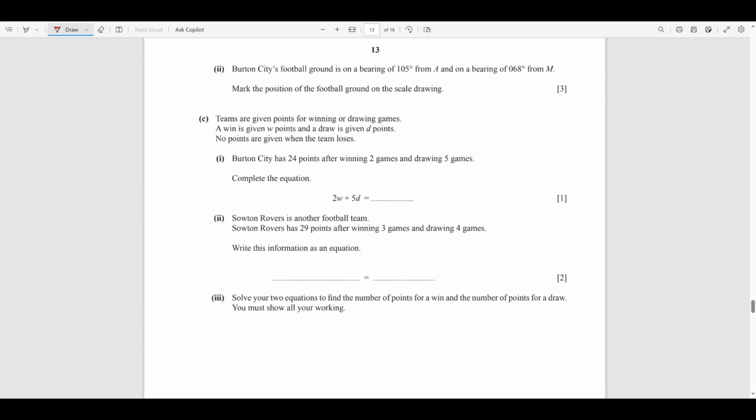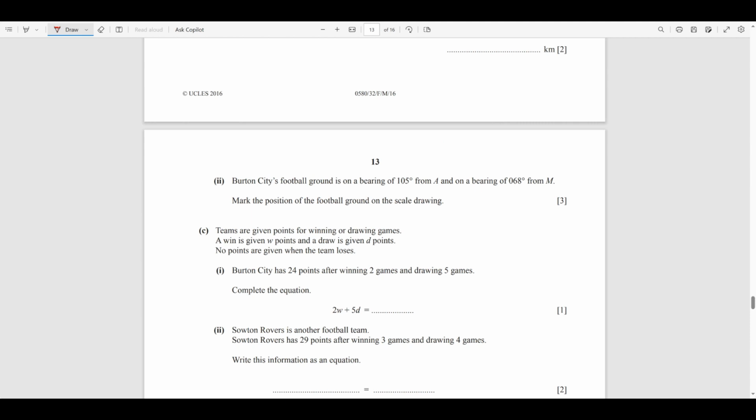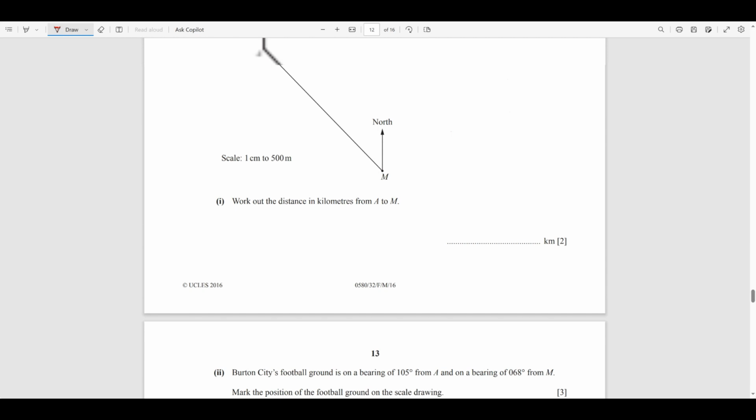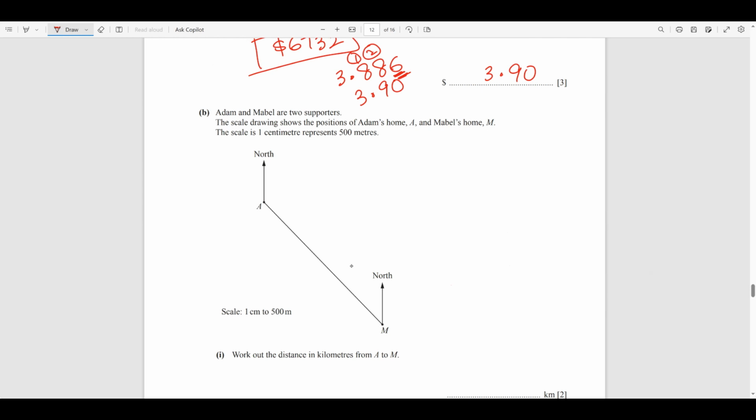Part 2 says Burton City's football ground is on a bearing of 105 from A and on a bearing of 68 degrees from M. All right, 105 degrees from A, that means from the north, it has to be 105 degrees from north. So we need to put up our protractor over here like this, the 0 in the center, and then this is 90 degrees, and 105 should be somewhere around here. Let's make a rough line connecting A and the 105 point, removing everything extra.